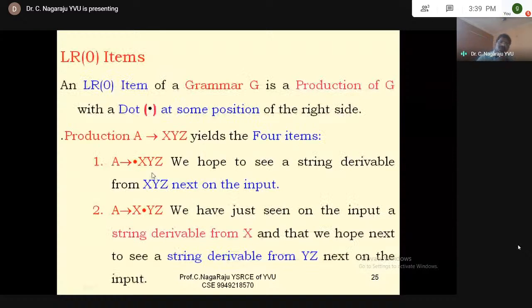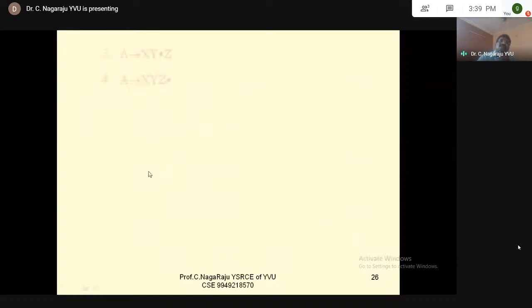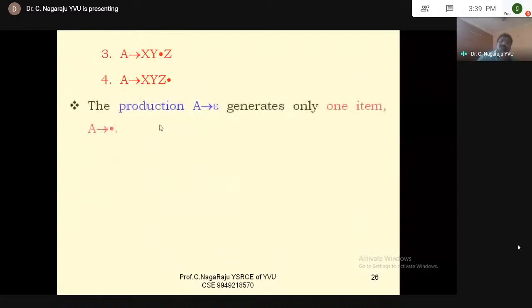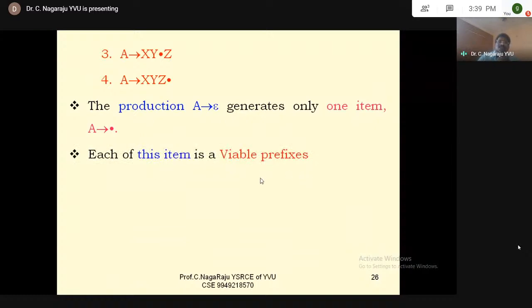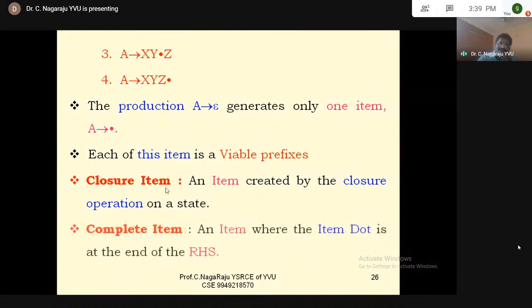These LR items are important. Next, for the production A going to epsilon, only one item is generated. Since epsilon is there, we put the dot directly, and each of these items is a viable prefix, but when you are using that it is compulsory. The second one is the closure item. Next one is the closure item.